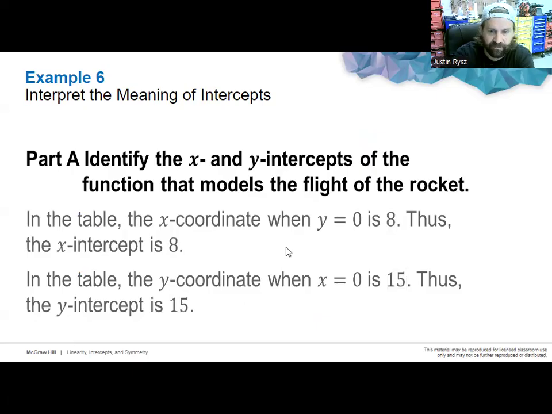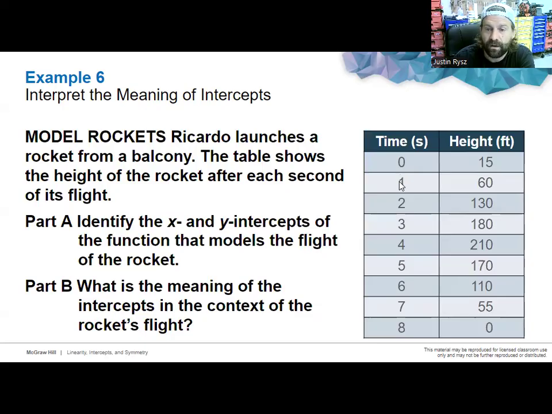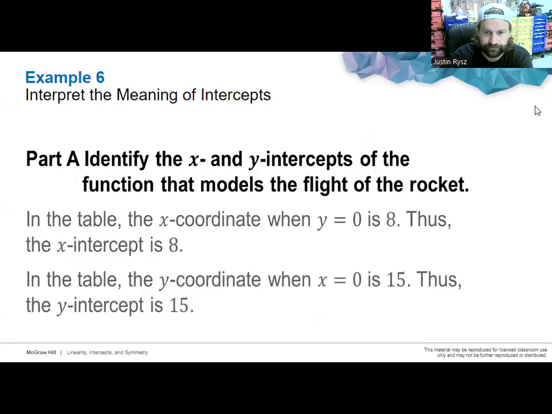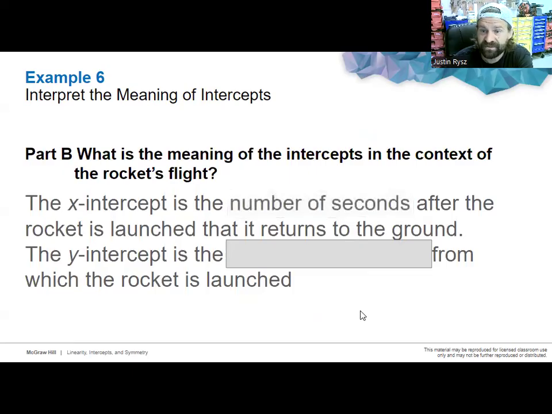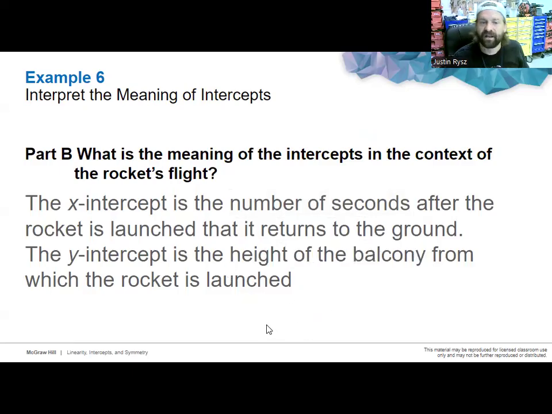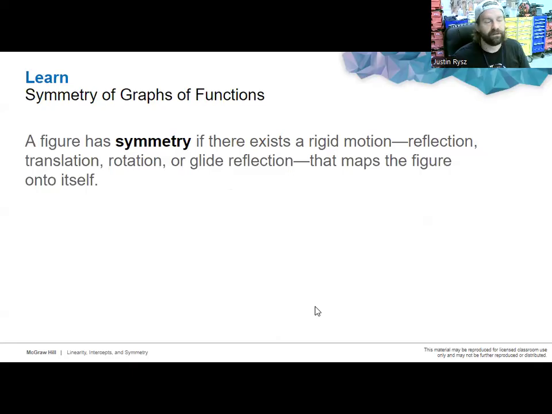So go back to the table there. All right, the x-intercept is when the x equals 0. Or no, when the y equals 0. So right here is the x-intercept. This is the y-intercept. Okay, what does that mean? So the x-intercept is the number of seconds after the rocket is launched that it returns to the ground. Okay, the y-intercept is the height of the balcony at the beginning. So we can determine that information just based off of the story and the graph or the table.